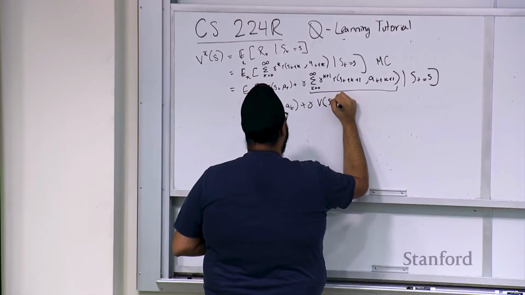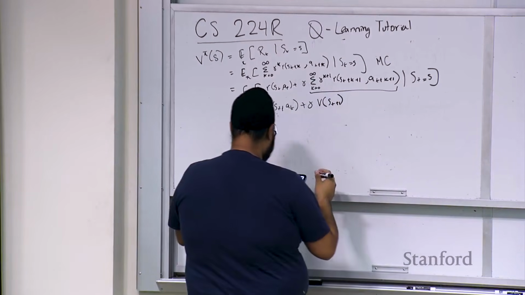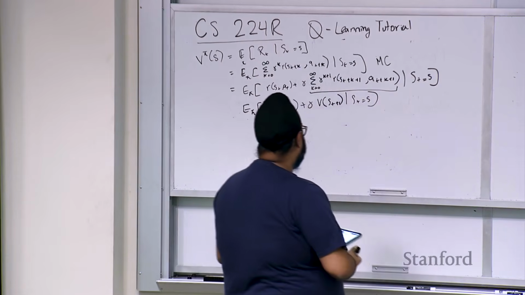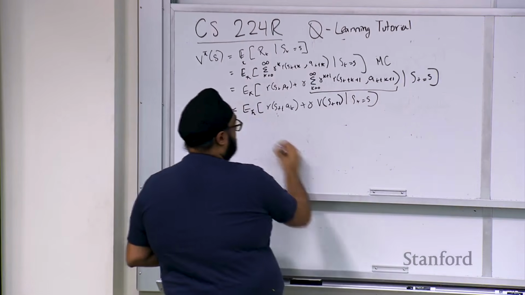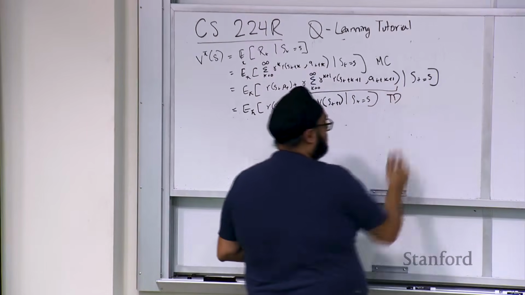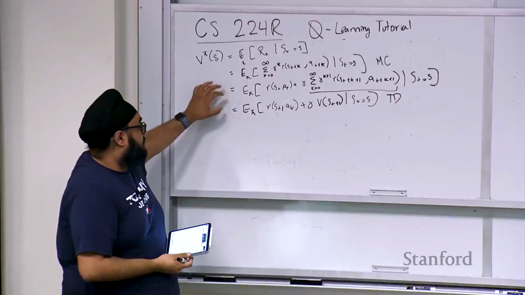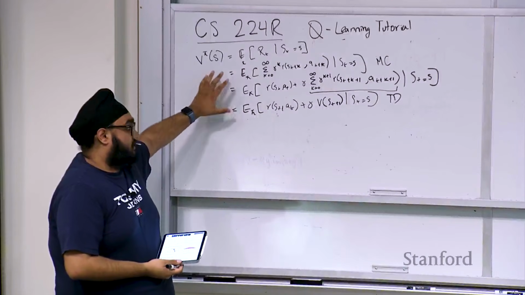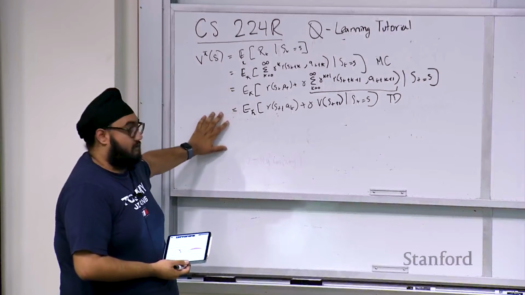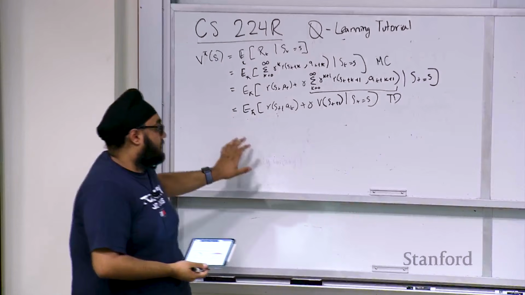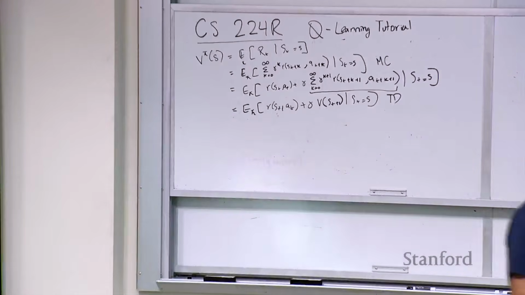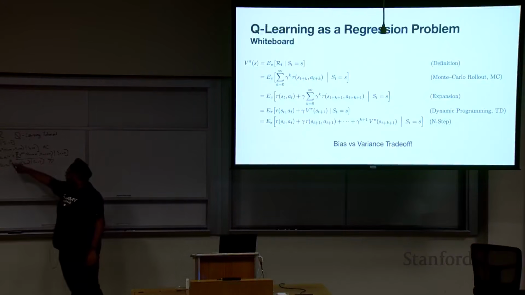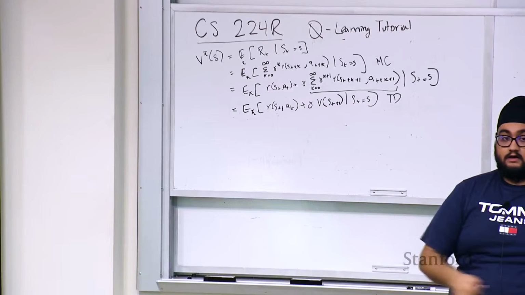V of st plus 1 given st equals s. And by doing so, we have now arrived at our TD function. So you might be asking, what is the difference between doing a Monte Carlo value estimate versus doing a TD estimate? The main distinction here is that we're going to be representing the Monte Carlo estimate as the discounted sum of returns over our entire trajectory.